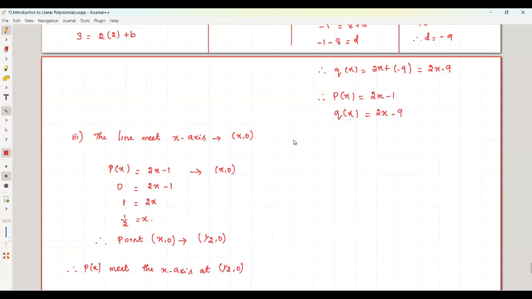Next we have to find out for q of x. We have to check the same way. q of x is given as 2x minus 9. So the point will be x comma 0.